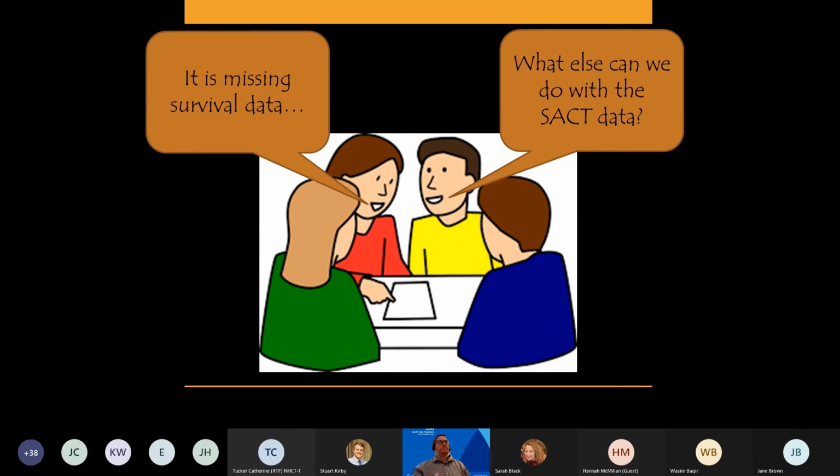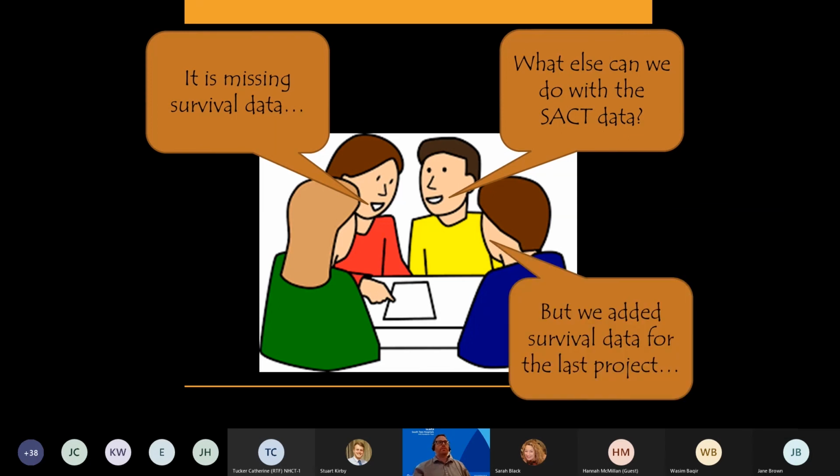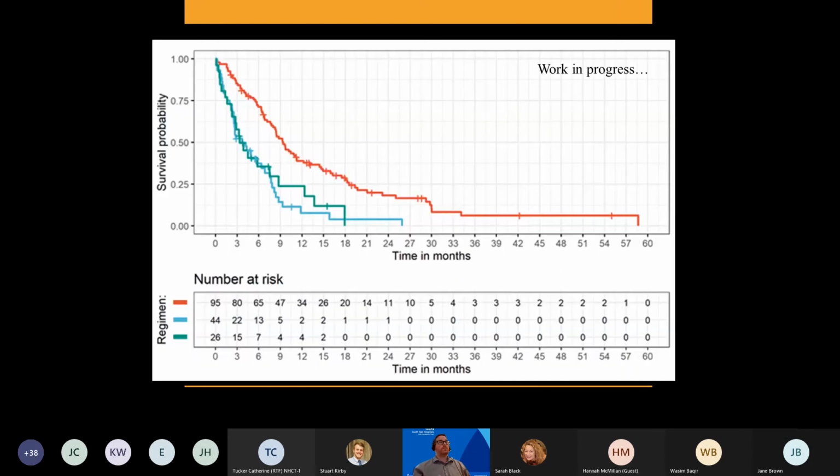One of the clinicians said, but it's missing survival data. That's one of the problems with SAC data, is that we only can tell Public Health England that they died if they died within 30 days of their chemotherapy, because we upload the data within 30 days. And I said, well, hang on, we uploaded the survival data from a different system for the last project. We can redo that and merge it in with the SAC data. So that's what we've done. This is a work in progress. This paper will be hopefully published in the near future.